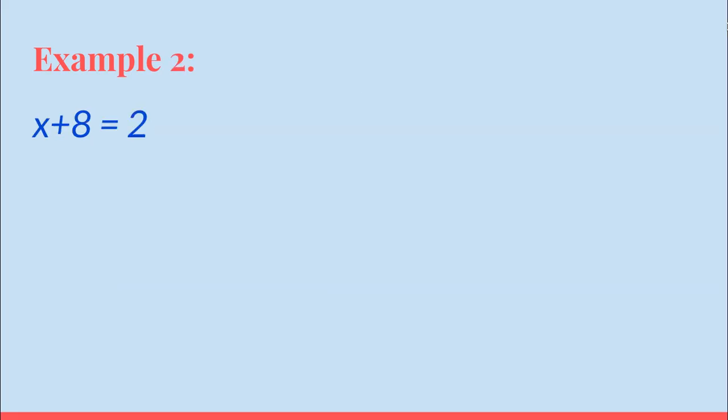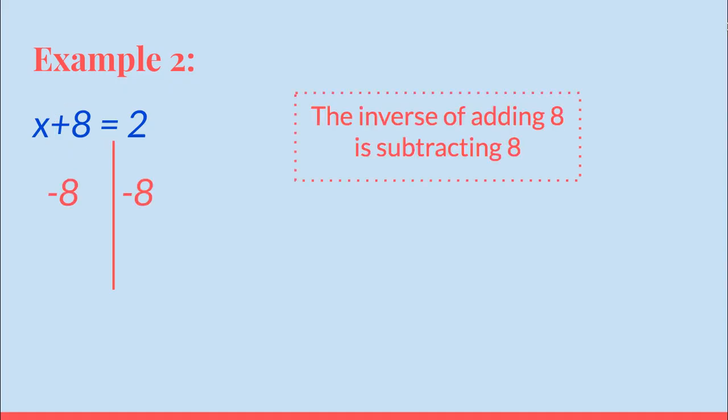Let's look at another example. x plus 8 equals 2. I'm going to draw my line to divide the two sides of my equation. I need to identify what is being done to my variable. I'm adding 8, so I want to undo that plus 8. So to undo a plus 8, I'm going to subtract 8 from both sides.